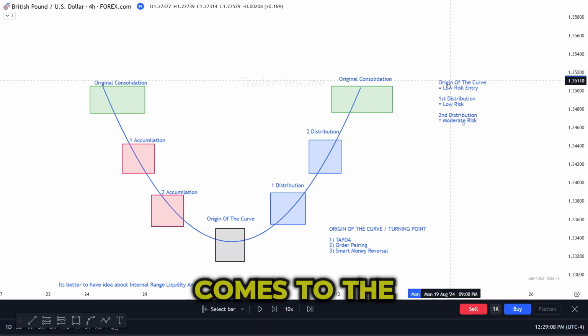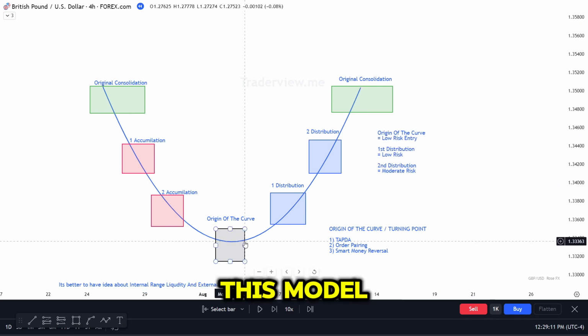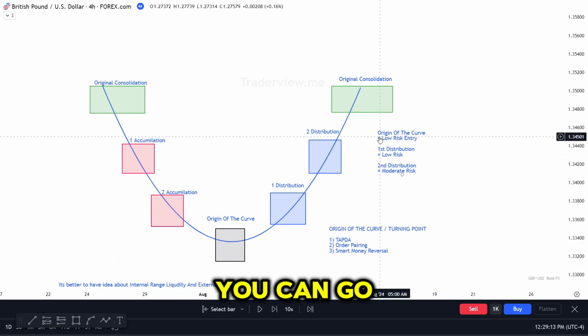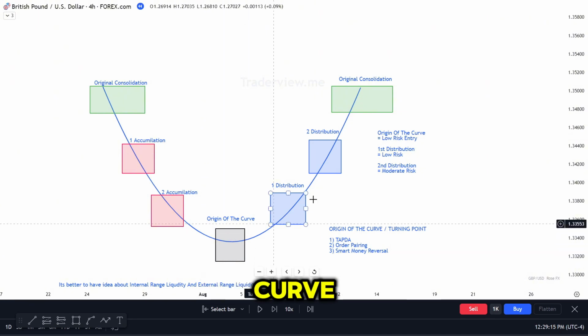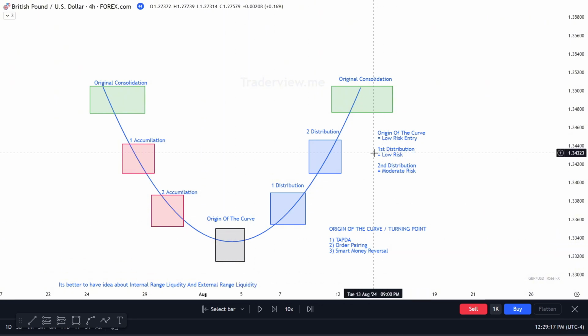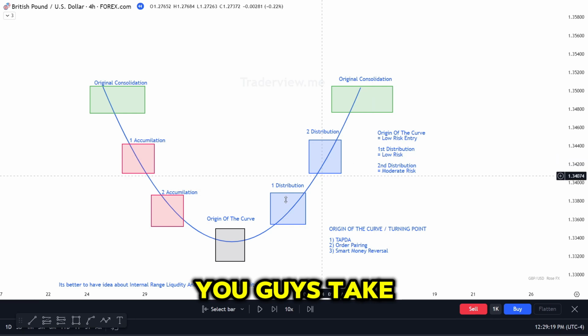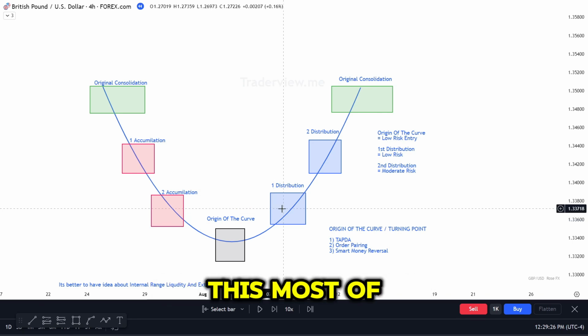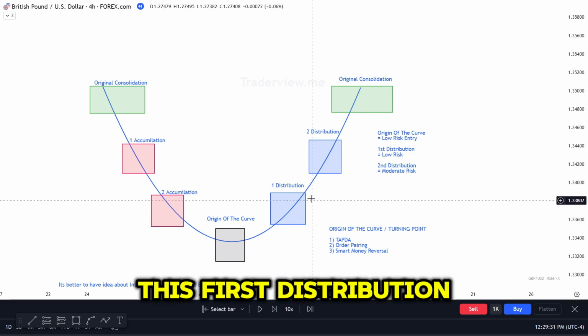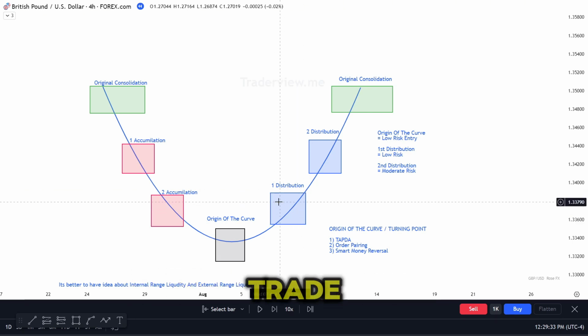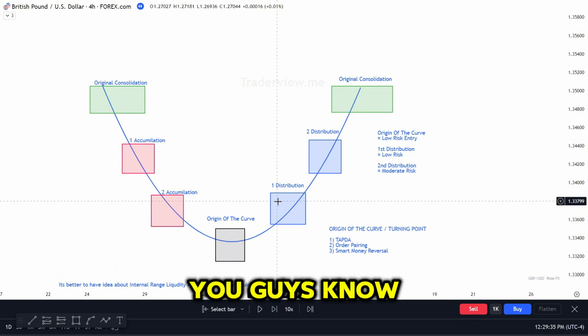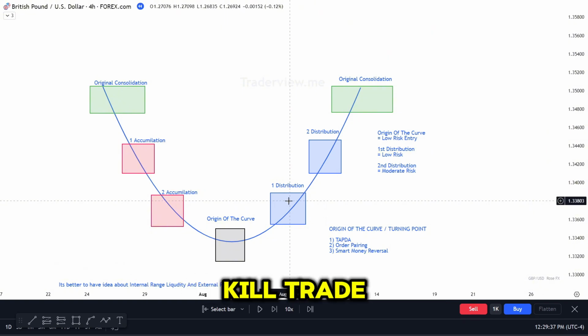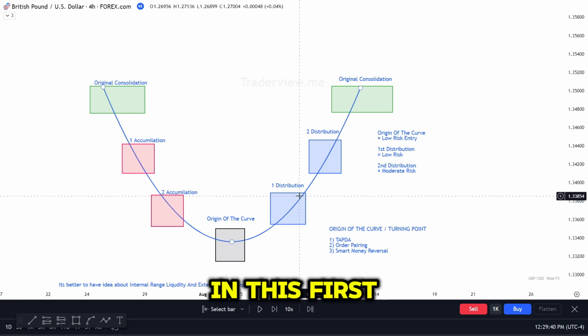When it comes to risk tolerance in this model, you can go for a low risk entry at the origin of the curve, and in the first distribution it's better to take low risk, because most of the time it is not confirmed. And I have to tell you something: most of the time the one shot one kill entry model will form in this first distribution phase. If you are framing this trade according to the weekly profile, you know the one shot one kill trade setup will form in this first distribution phase.